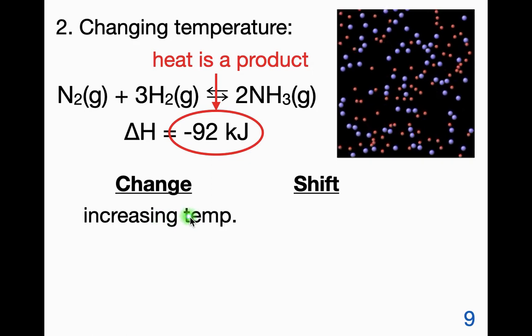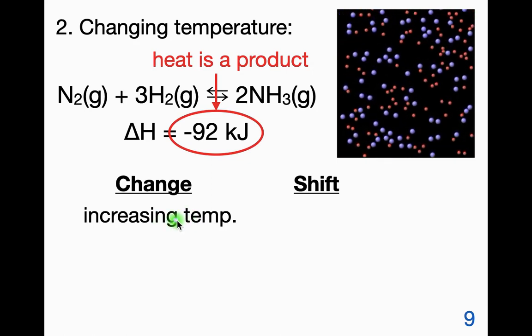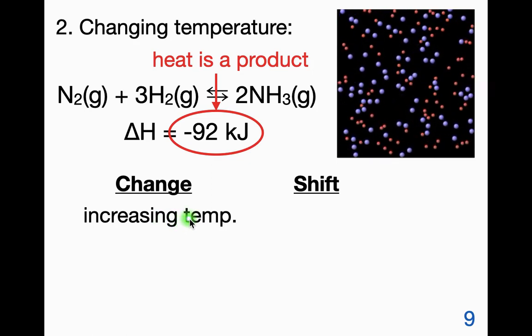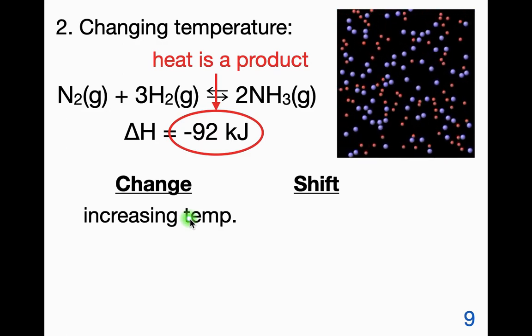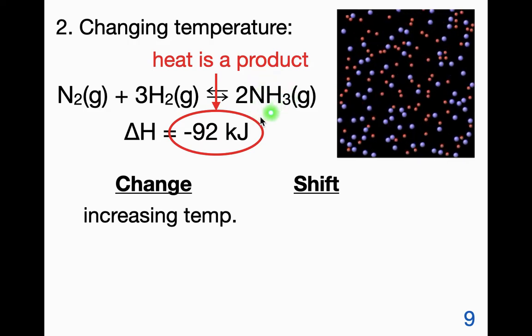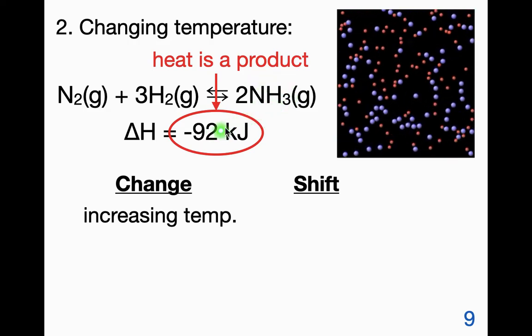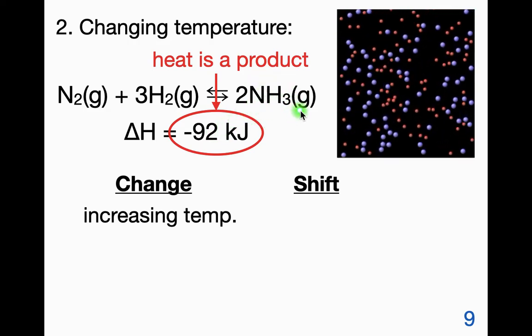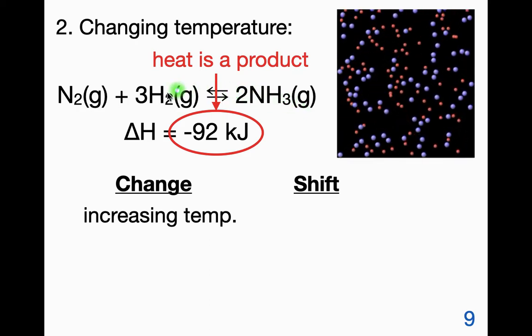All right, so let's look at the change here. If we increase the temperature, how do we do that? We do that by adding heat. So if we're adding heat, we're adding a product because the heat is a product. If we add a product, it's going to shift to the left.